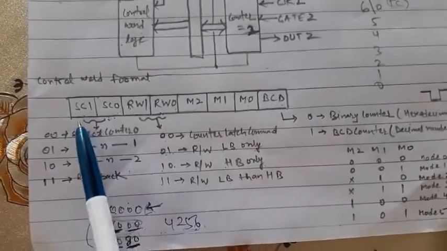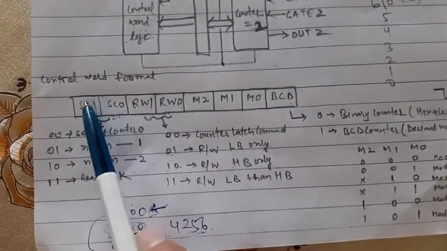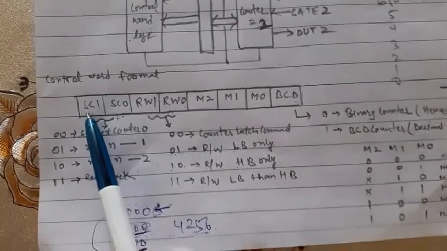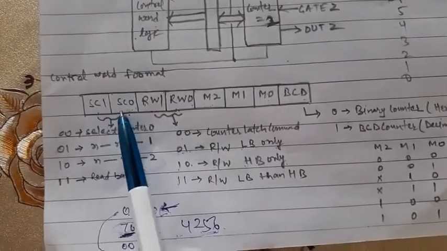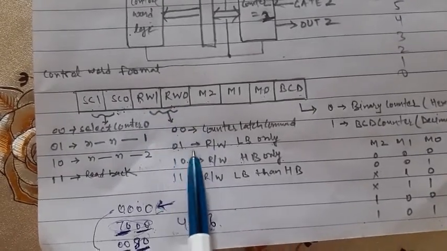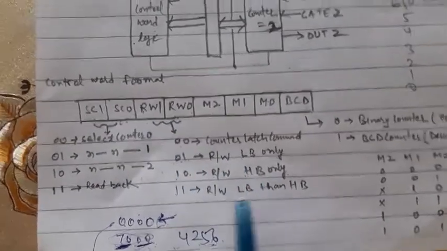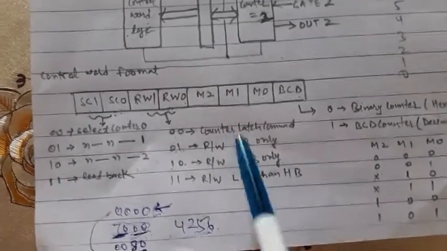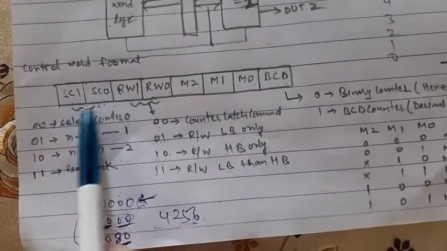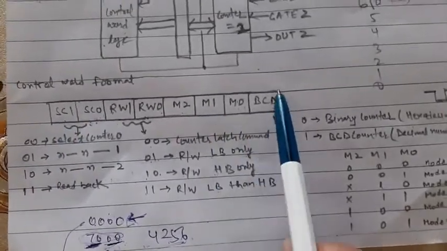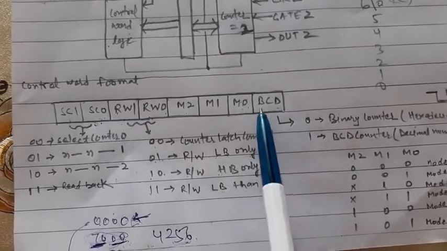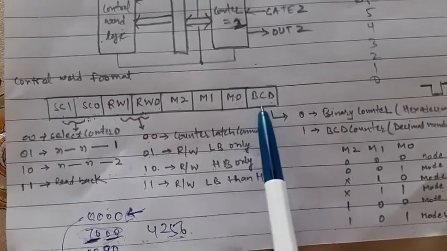So what are the bits of this command, this control word format? The first 2 bits decide the counter. Next, these 2 bits will decide whether we are giving the lower byte or higher byte, or first lower byte then higher byte. These bits will decide the mode in which this selected counter will work. And this bit will decide the binary number or BCD number. Either it is a binary counter or a BCD counter.